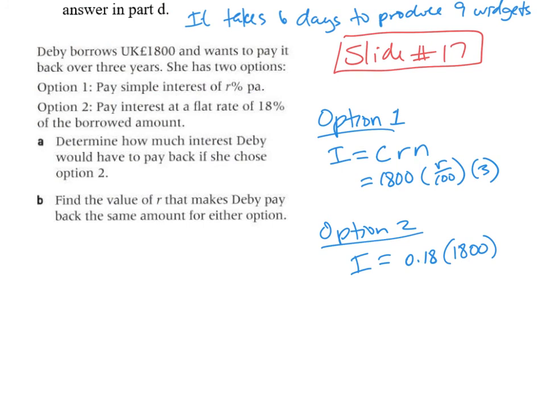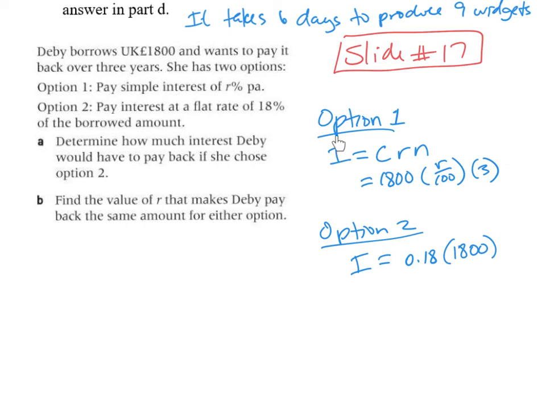Okay, slide 17 says Debbie wants to borrow 1,800 Great Britain pounds or UK pounds and wants to pay it back over 3 years. She has 2 options. Option 1 is to pay a simple interest of R% per annum. PA means per annum, that's per year, so that's simple interest. And then option 2, pay the interest at a flat rate of 18% of the borrowed amount.